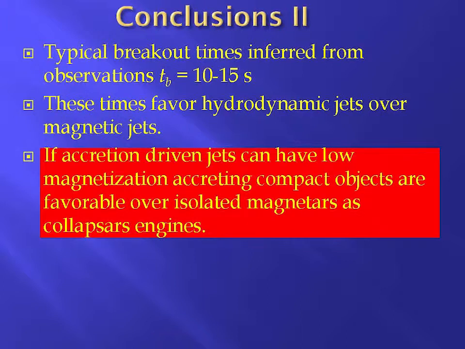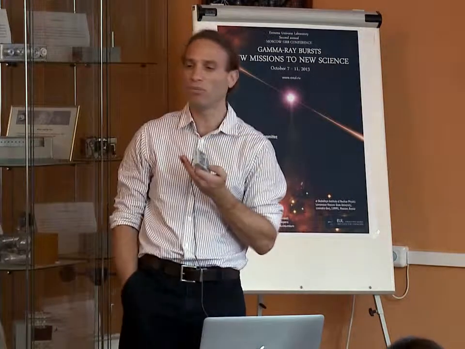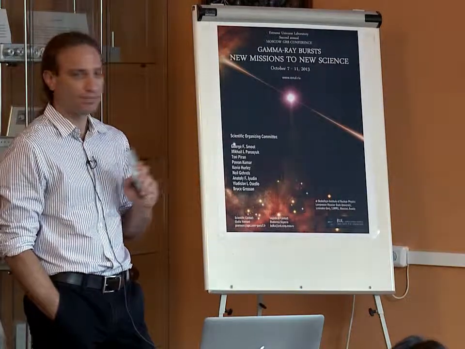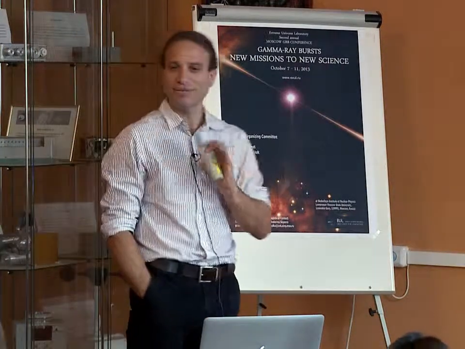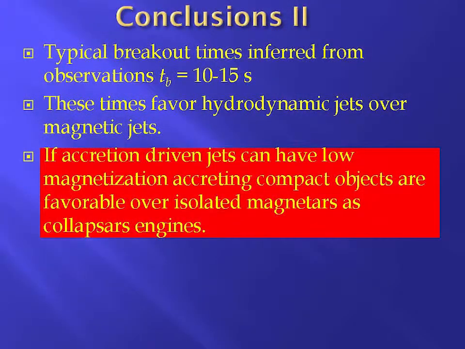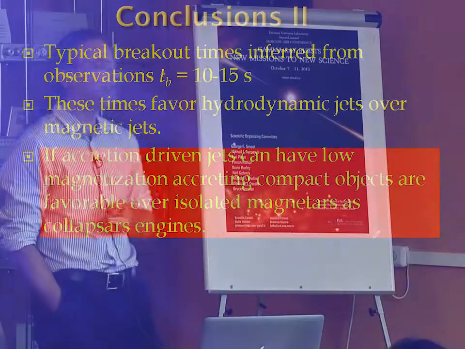Now, in the second part of the talk, I talked about the hydrodynamic versus magnetic jet. The typical breakout times that are inferred from observations are about 10 to 15 seconds. These times, according to my understanding and according to our model, imply hydrodynamic jets over magnetic jets. Now, this is a speculative part, and I don't take responsibility for it, but I think it roughly pictures the idea. If accretion-driven jets can have low magnetization, then accreting compact objects are favorable over isolated magnetars as collapsar engines.